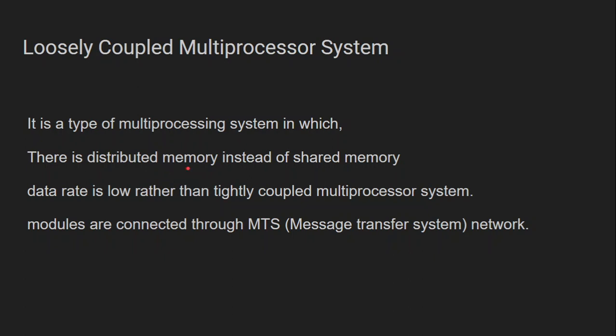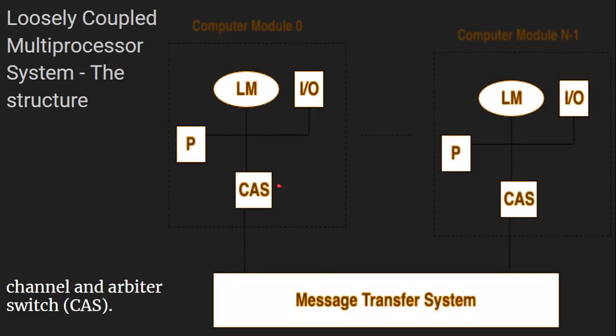So naturally the data rate is lower than the tightly coupled multiprocessor system. When you say the data rate is low, it means that the amount of data transferred between the two modules is low. The modules are connected through the message transfer system, which is MTS. Let us see the structure diagram of this loosely coupled multiprocessor system. We can see they are independent computers, distributed apart from one another.